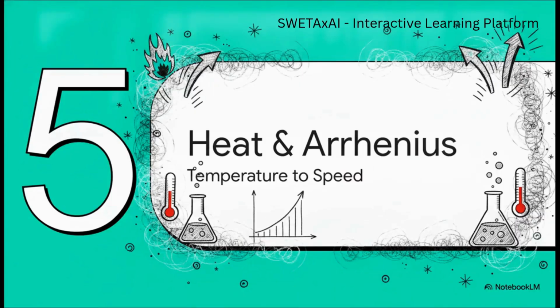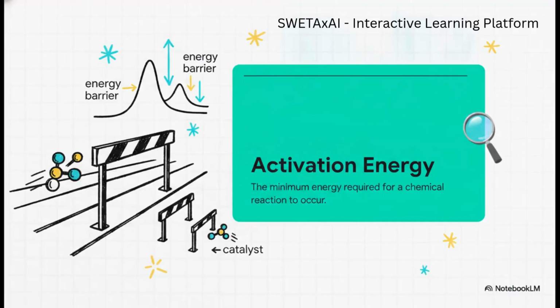On to Section 5, heat and the Arrhenius equation, connecting temperature to speed. Before we look at the exact calculation, we really have to understand activation energy. Think of activation energy like a physical hurdle on a running track. It is the absolute minimum energy required for a chemical reaction to even happen. So a higher activation energy means a much slower reaction simply because it's a taller energy barrier for the molecules to clear.